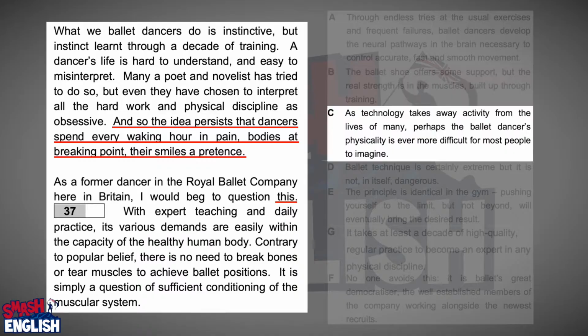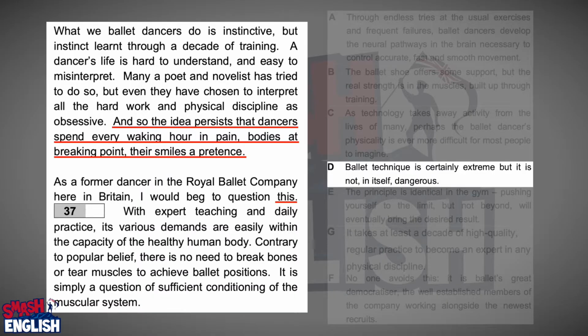Okay, so what about C? C is about technology. Paragraph 2 makes no further mention of technology. Moreover, it seems to agree with this in paragraph 1, so it cannot be C. How about D? D agrees that ballet dancing is extreme, but disagrees with the point of view that it is dangerous. This is in contrast to the this in I would beg to question this, so it fits here. Furthermore, ballet technique is the it mentioned afterwards in paragraph 2.